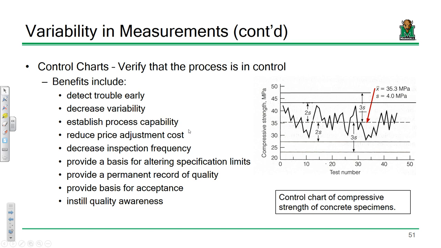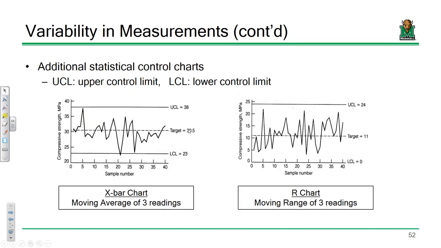So they give you a really nice way of detecting trouble early. They give you the running picture of what's going on throughout the project. So I don't want to say it decreases variability. That's an easy way of putting it. I think the best way of putting it is it's giving you the big picture of what's going on a little bit better. So again, this is really important for things like quality assurance and quality control.